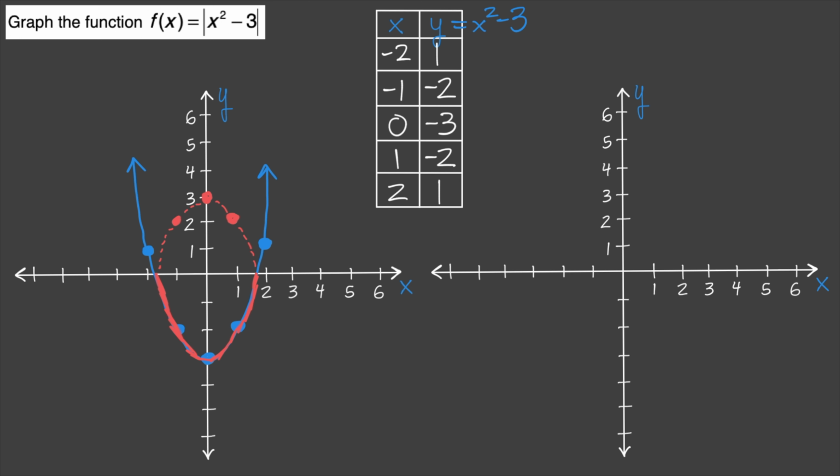And the new graph is going to look like this here. Now notice this blue part here is going to stay here because these y values are already positive. So the absolute value of these points will not change their values.